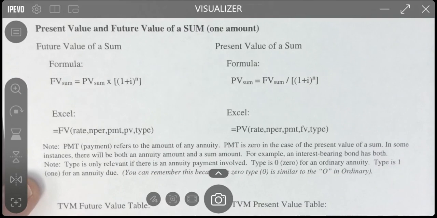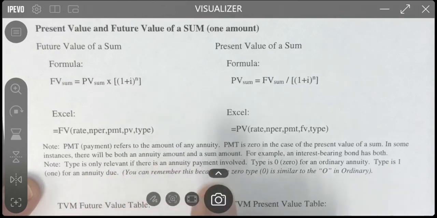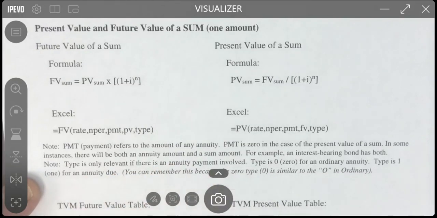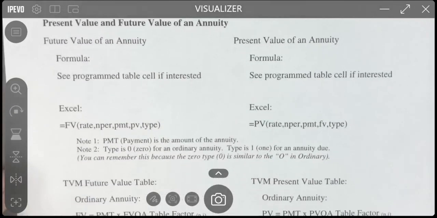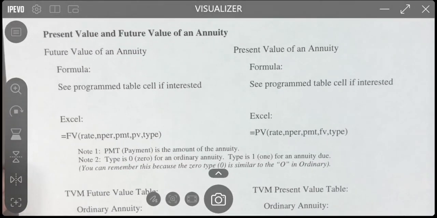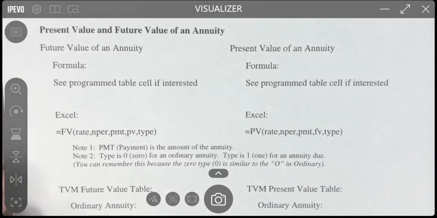Type is only relevant if there's an annuity payment involved. So let's defer the discussion of type down to the annuity discussion. And that's here. Present value and future value of an annuity.